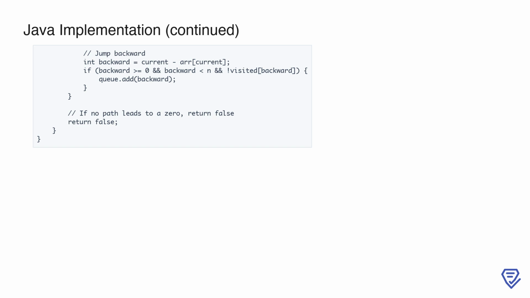The BFS loop ensures that we systematically explore all reachable indices, both forward and backward, until we either find a zero or exhaust all possible paths. If the queue becomes empty and we haven't returned true, it means there's no way to reach an index with a value of 0 from the starting point. In that case, we return false. This approach ensures that we thoroughly explore the board while avoiding infinite loops, thanks to the visited array, and it efficiently checks all possible paths using the BFS strategy.